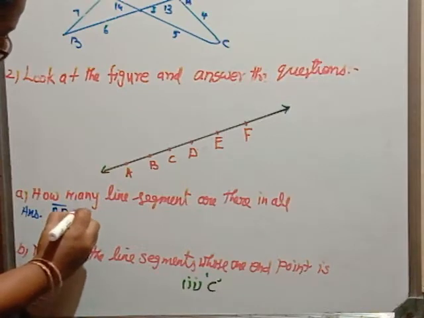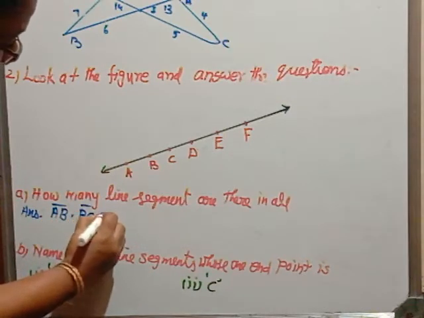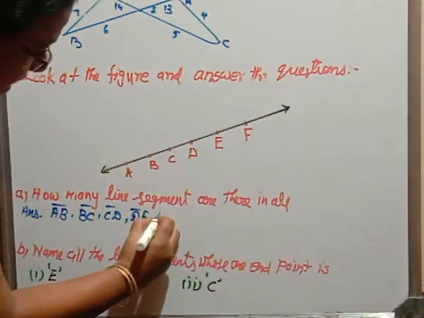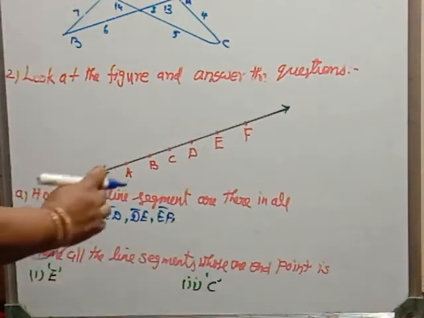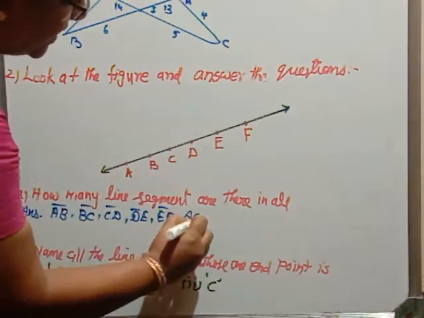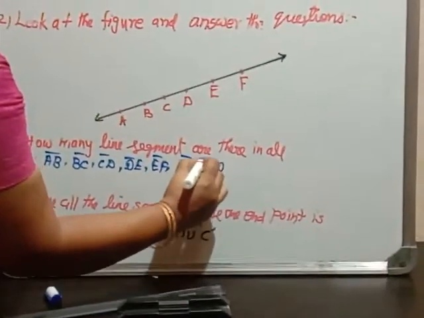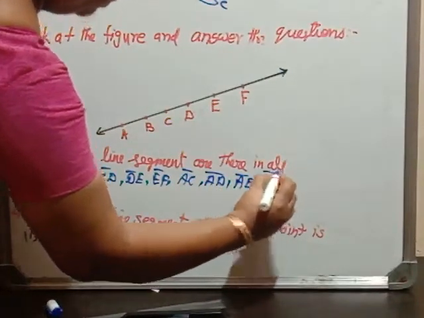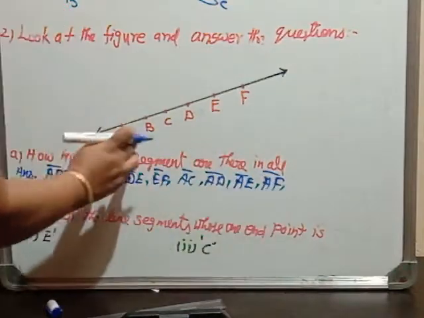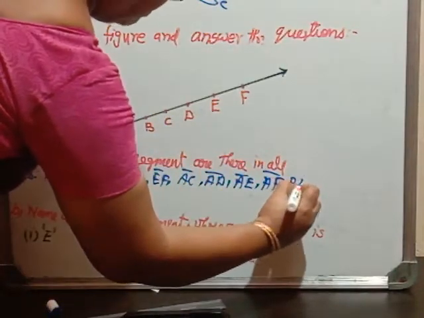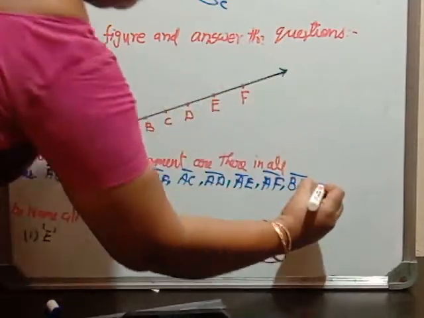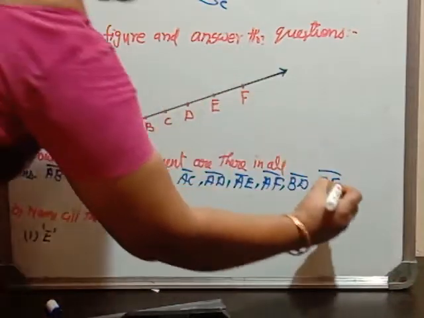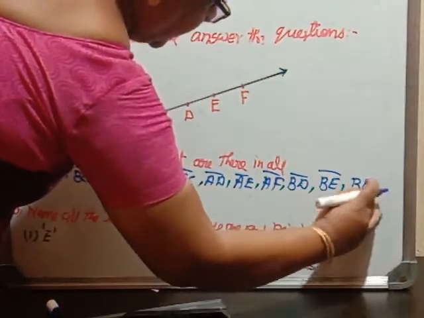AB, 1 line segment. BC, 1 line segment. CD, 1 line segment. DE, 1 line segment. EF, 1 line segment. Now, AC, 1 line segment. AD, 1 line segment. AE, 1 line segment. AF, 1 more line segment. Now, already BC is there. Now, BD, 1 line segment. BE, 1 line segment. Then BF, 1 more line segment.